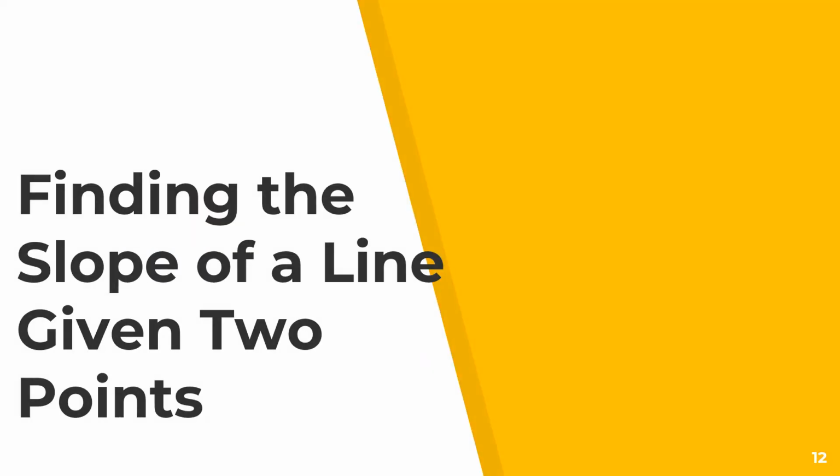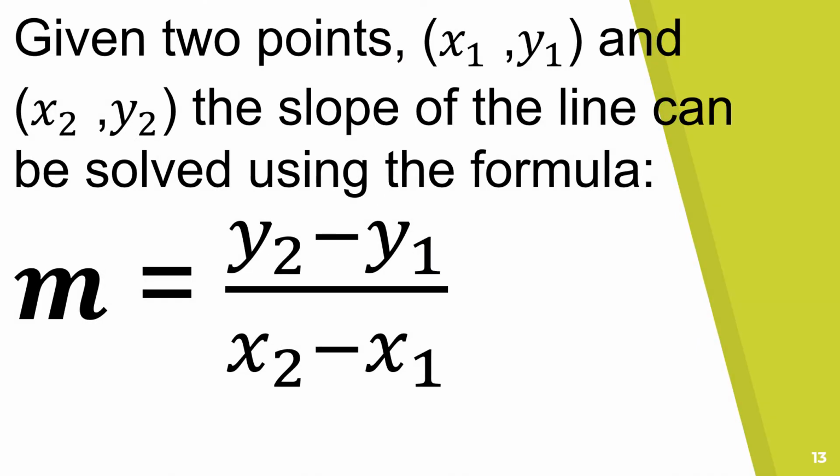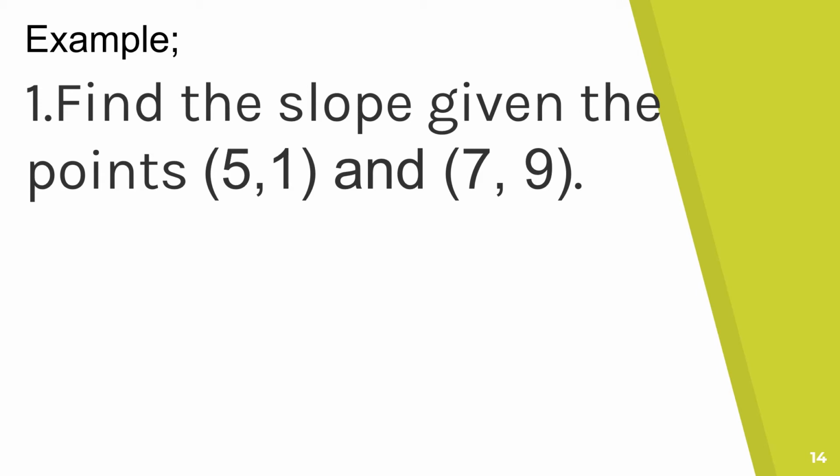Okay, let's find the slope of a line given 2 points. Okay, given the 2 points, x sub 1, y sub 1, and another point, x sub 2 and y sub 2, the slope of a line can be solved using the formula m equals y sub 2 minus y sub 1 all over x sub 2 minus x sub 1. Right. Let's apply the formula and let's solve the slope given the points 5, 1 and 7, 9.